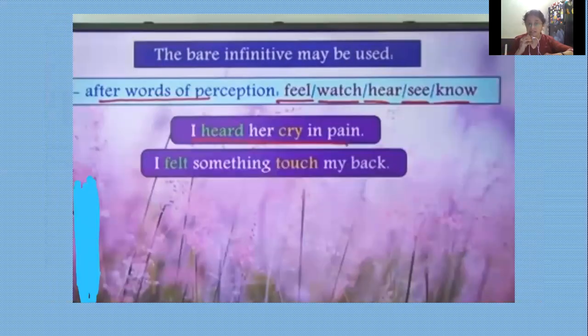After words of perception, like feel, watch, hear, see, know: I heard her crying. I heard her cry in pain. I felt him touch my back. You cannot say "to touch" or "to cry." Okay, just keep this in your mind.